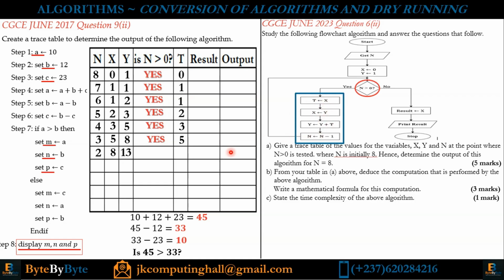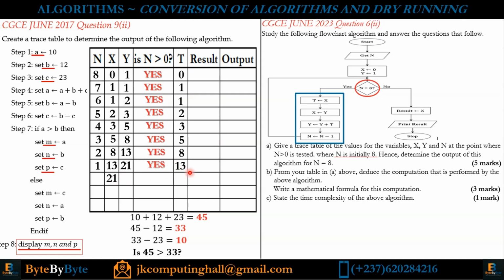We proceed again. Still yes. t takes x, which is 8, x takes y, which is 13, y takes y plus t, which is 21, and n decrements. We come back to our condition. Is n greater than 0? Yes. We repeat. What do we get? t takes x, which is 13, x takes y, which is 21, and y takes y plus t.